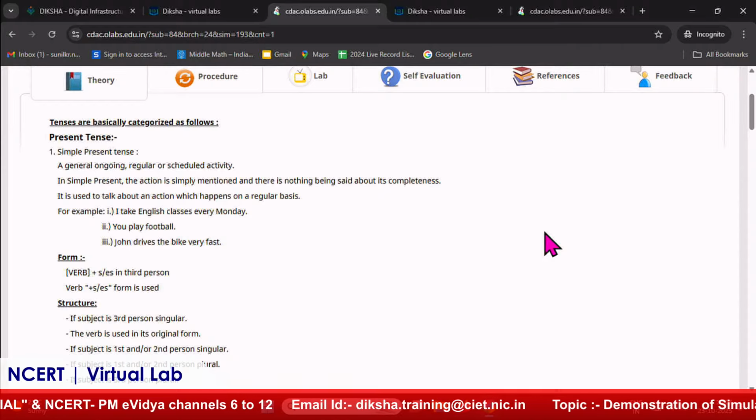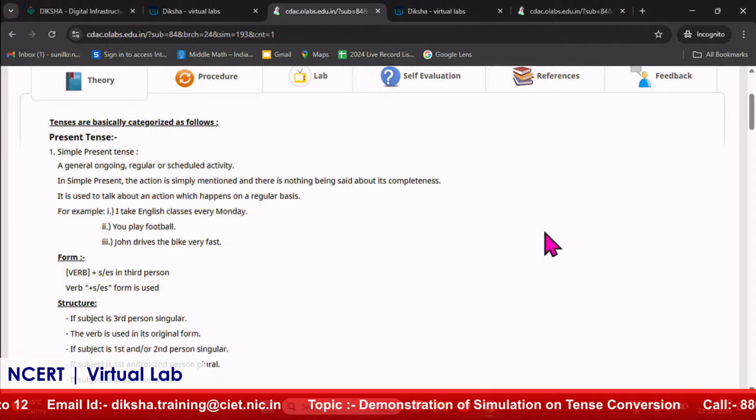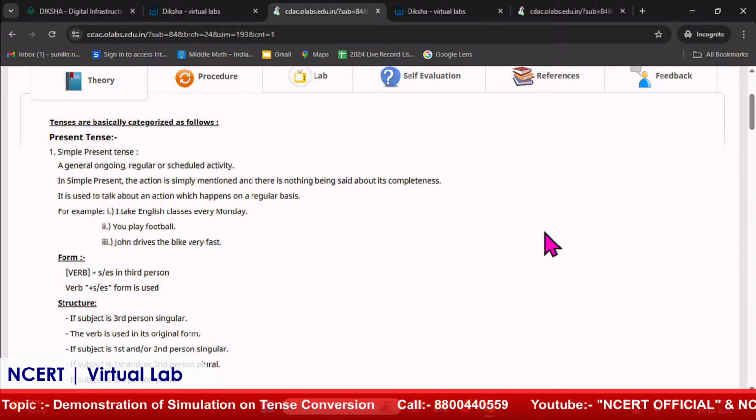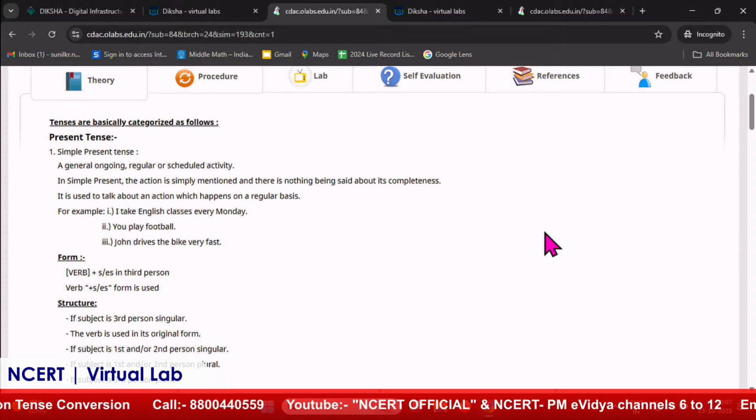So, there are 12 basic tenses in English, and there are more than 12 actually, but these are 12 basic without which one cannot work, and beyond this there will be perfect and so on, which we will talk about. So, the most simple is the simple present tense. I am studying, a general, ongoing, regular or scheduled activity, as the lab tells us.